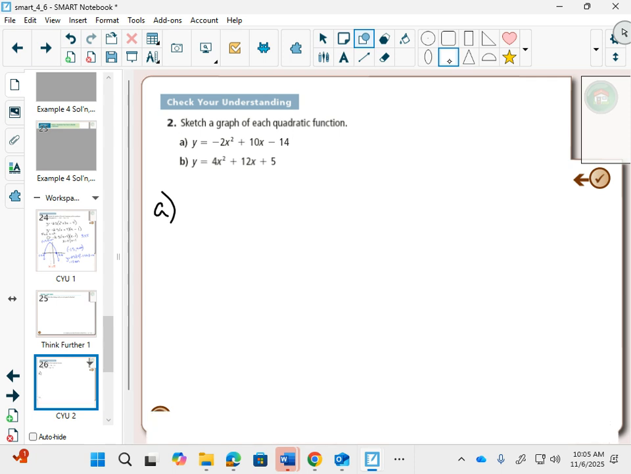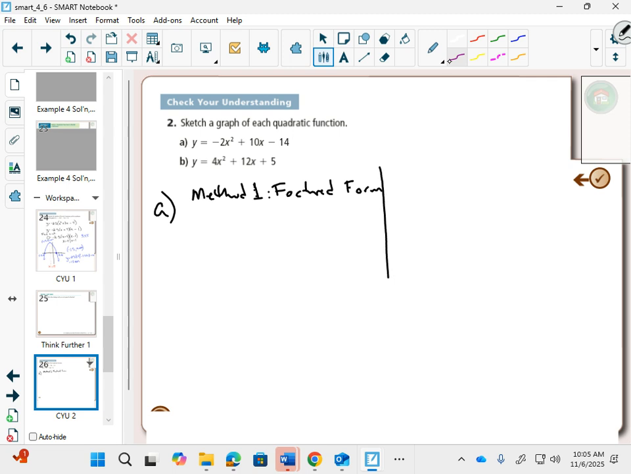for graphing. And I'll start with the new way because that's what we're learning today. So I will write method one, factored form. I'll draw a line here, and we'll do method two, vertex. And we'll see which one we like better. And they're good reviews of both methods anyways.